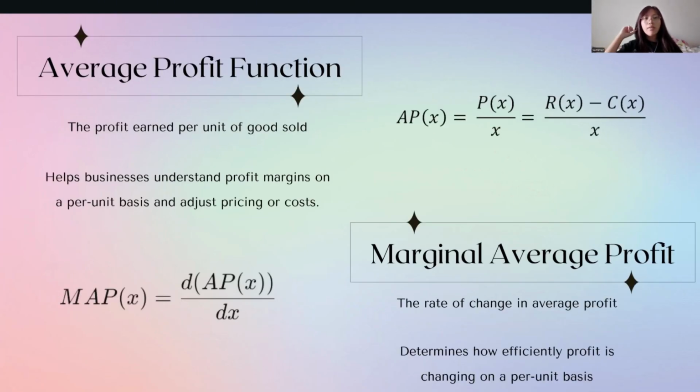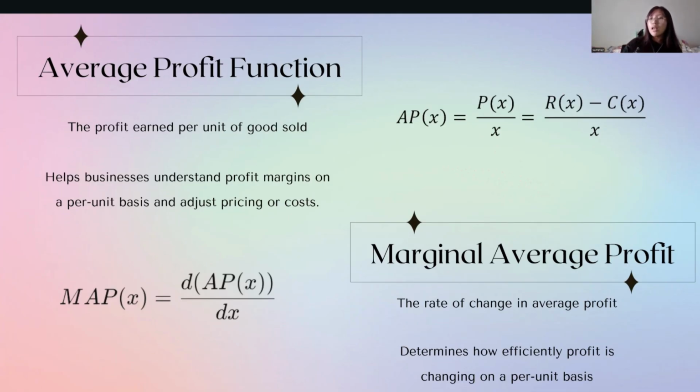Now up next, we have the average profit function, which is the function that describes the profit earned per unit of goods sold. Intuitively, the way to find this is the same as the way to find average cost, which is dividing the total profit by the total amount of units sold. This function can help businesses understand profit margins on a per unit basis and adjust pricing or costs according to their needs.